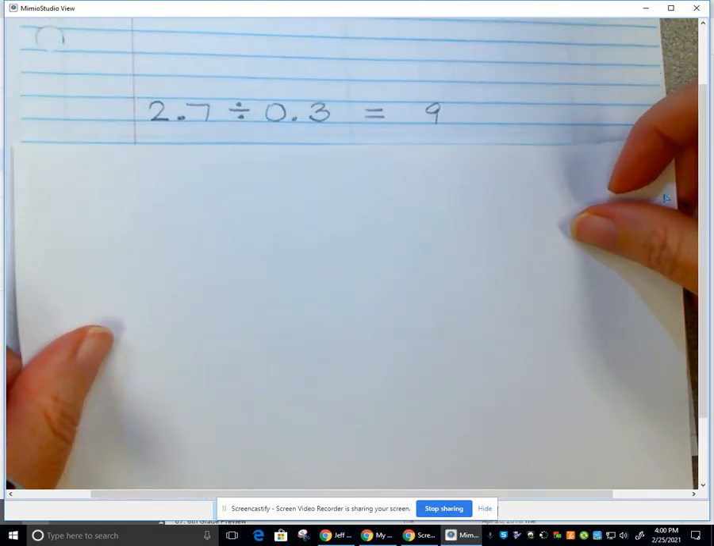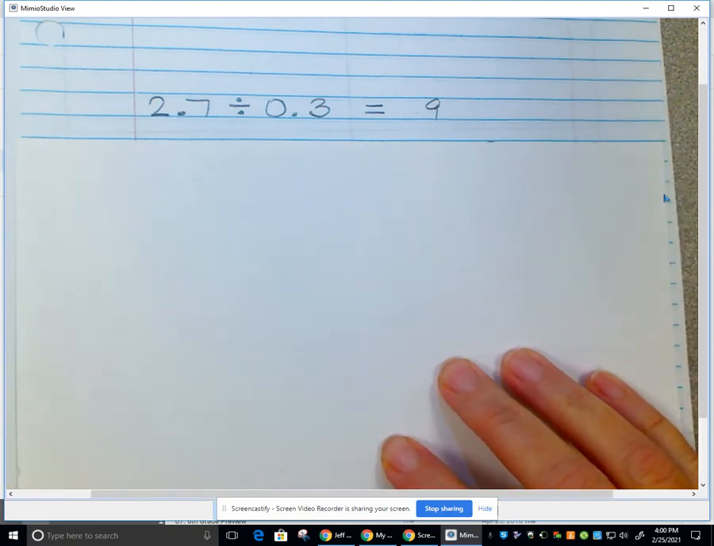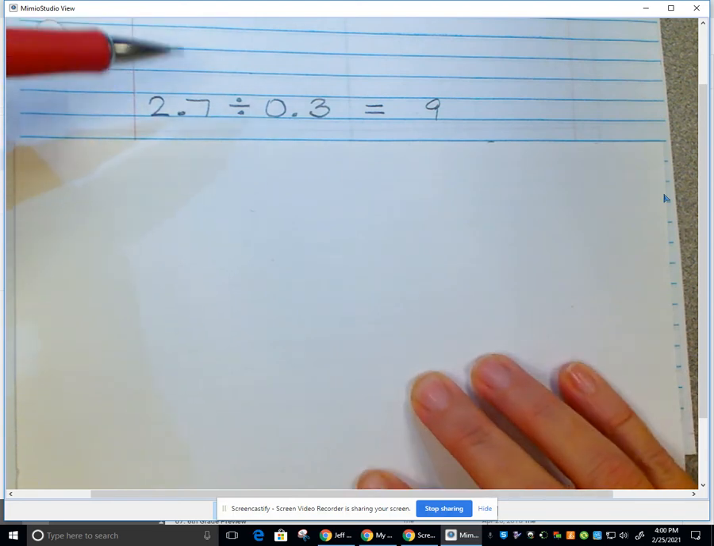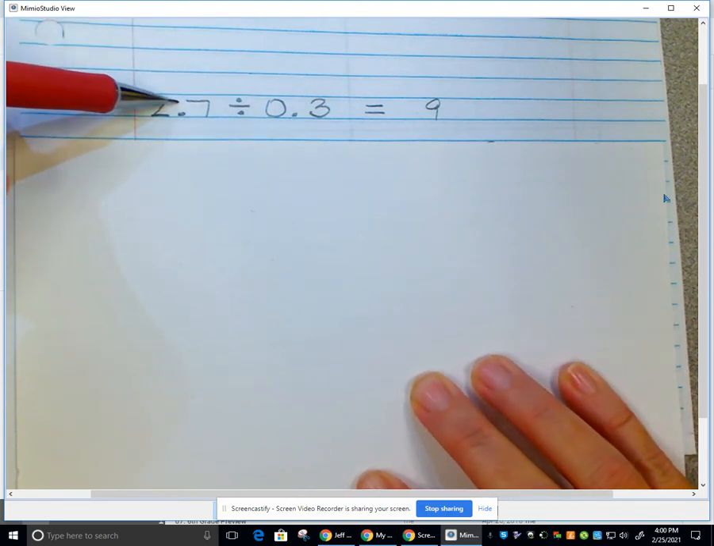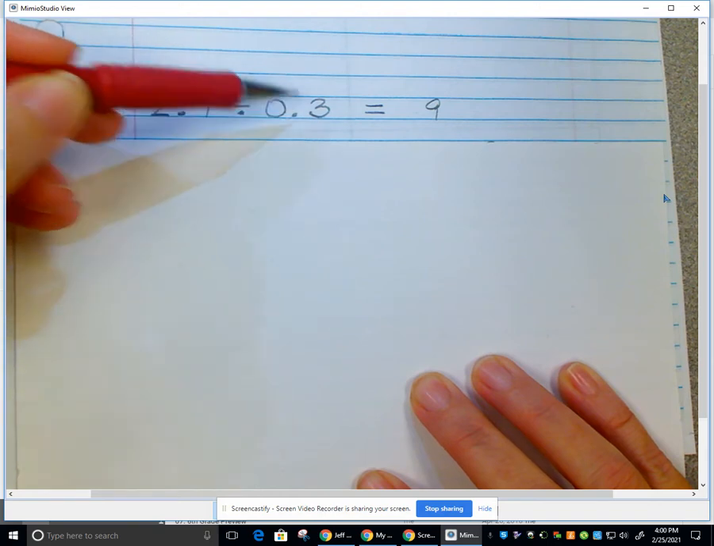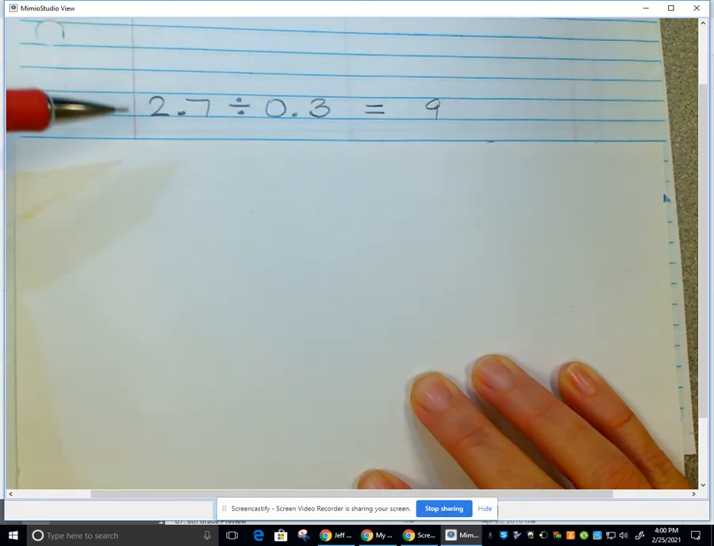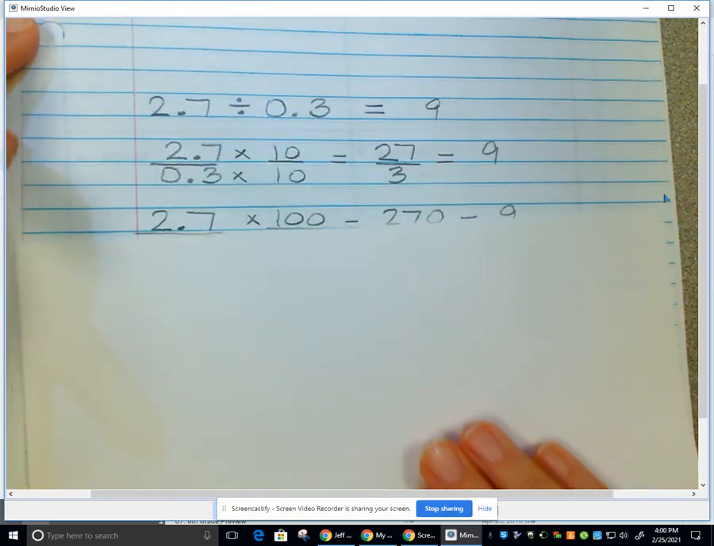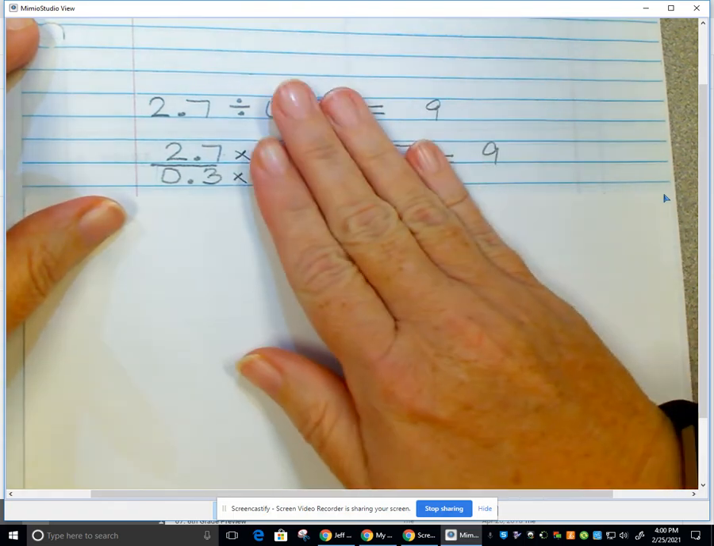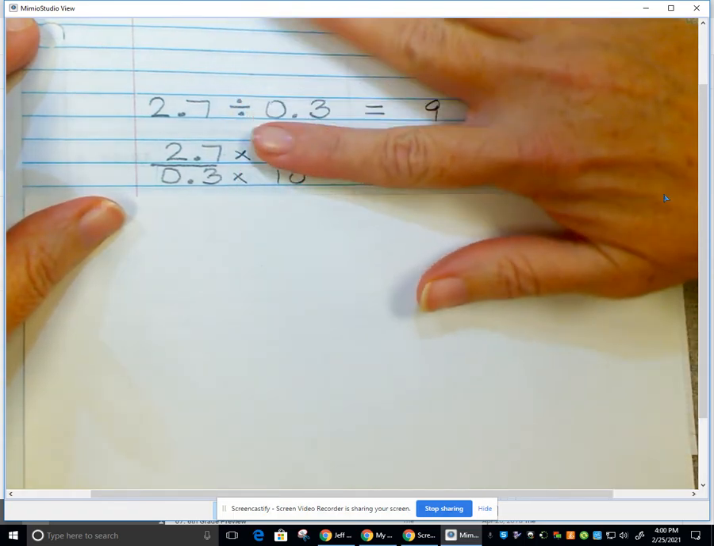Today, we're going to look at dividing a decimal by a decimal. This is my dividend, and this is my divisor. Remember, your dividend goes in the den, and your divisor goes at the door. And this is 9. Now, here's what I did. I'll cover all this so it doesn't look all confusing right now.